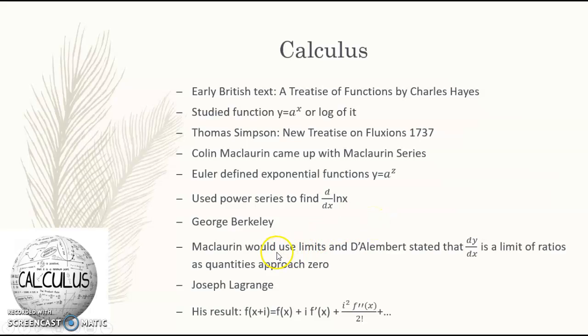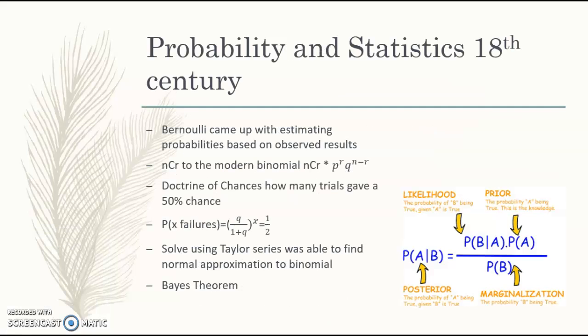Okay, George Berkeley, he was criticized at the time for often setting values equal to 0 when it's not actually the case, and this led to the development of limits. We have Maclaurin, who would use limits, and we also have D'Alembert, who stated that dy/dx is a limit of ratios as quantities approach 0. Okay, we also have Joseph Lagrange. He got rid of infinitesimals and limits and used series expansion, which we can see down here as a result of this. And the only problem with his work is that he assumed all differentiable functions have power series, but this is not always true.